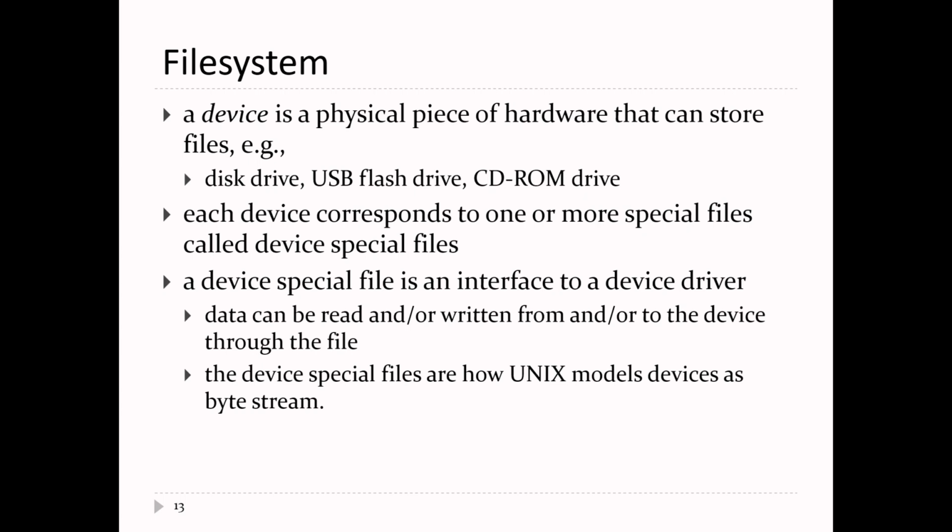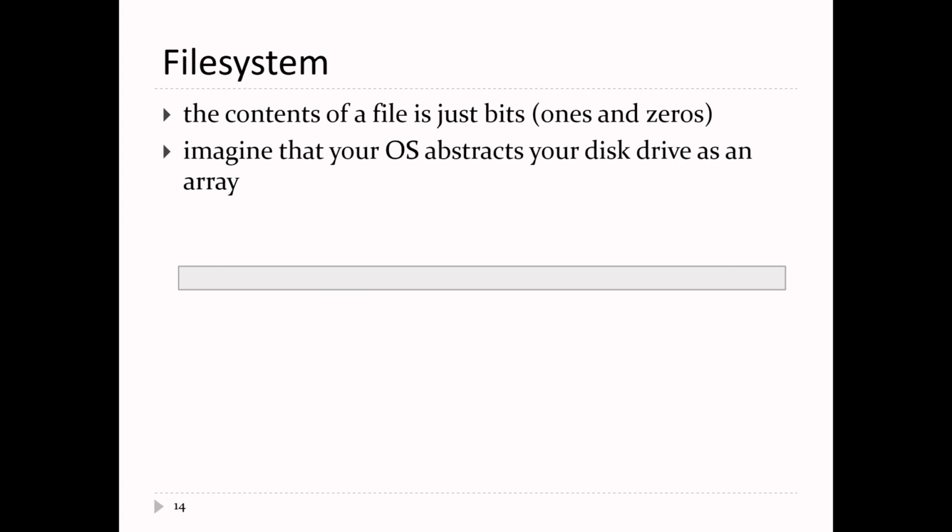All right, so how do you represent a file? If I want to save a file somewhere on your disk drive, how does the operating system actually do that? Now, if the contents of a file is just zeros and ones, I can imagine, or you can imagine, that your disk drive is just a giant array. This is not at all true. This is so far from the truth that it's not even funny. But we can just imagine it's just a big array.